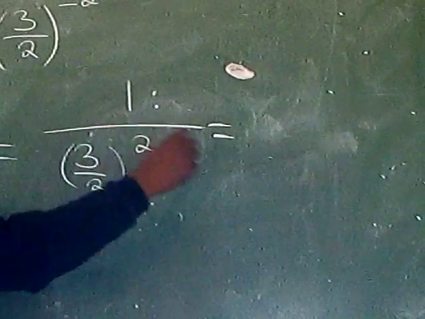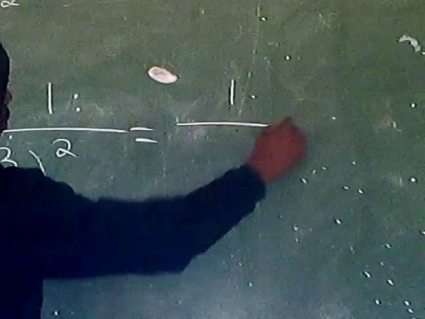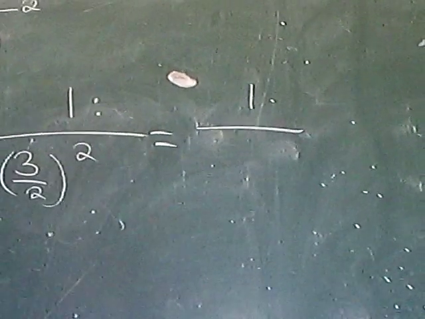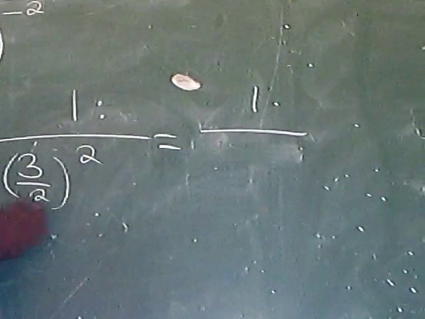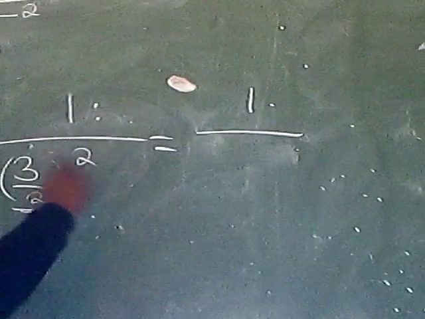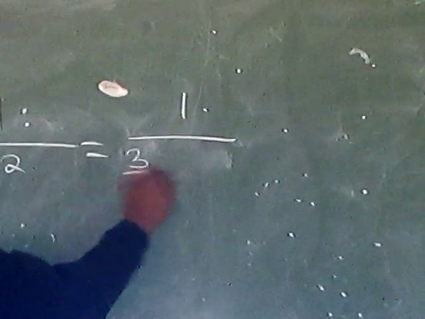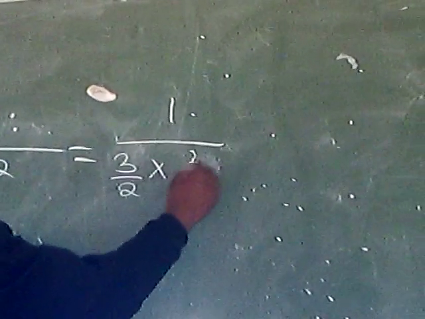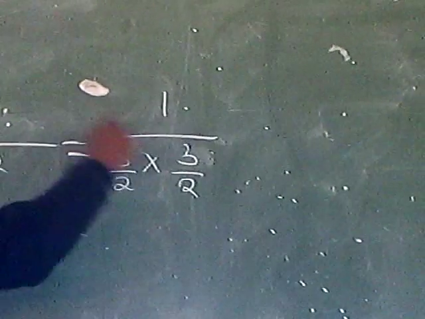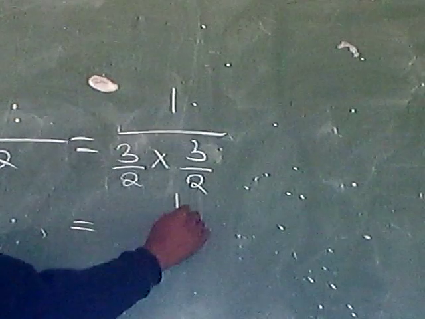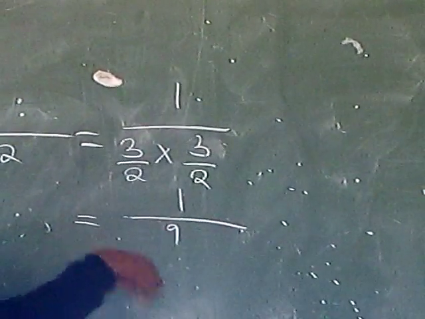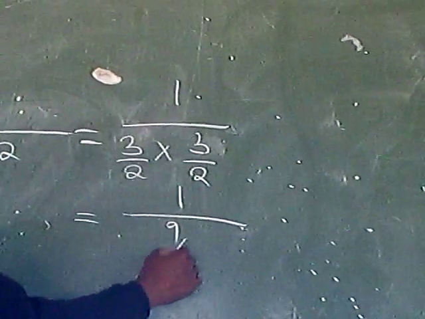you maintain 1 over. This will be 1 over 3 over 2 to the power 2. It simply means 2 of these, so multiply 2 of these. So we are saying this will be 3 over 2 times 3 over 2. If you simplify further, you have the 1 over, remember, you go with it. So this is 1 over. The 3 times 3 is 9. 2 times 2 is 4.